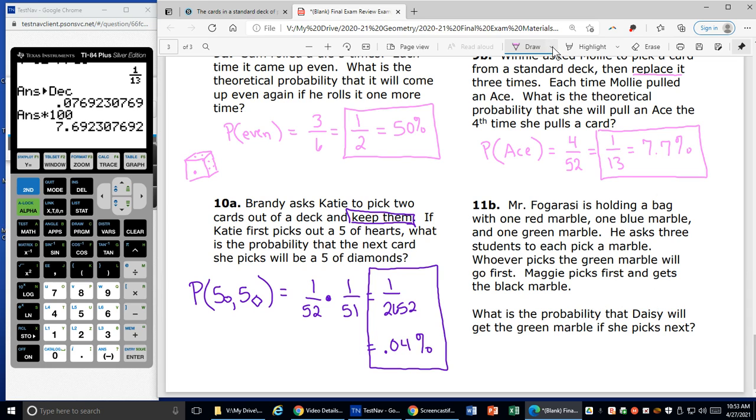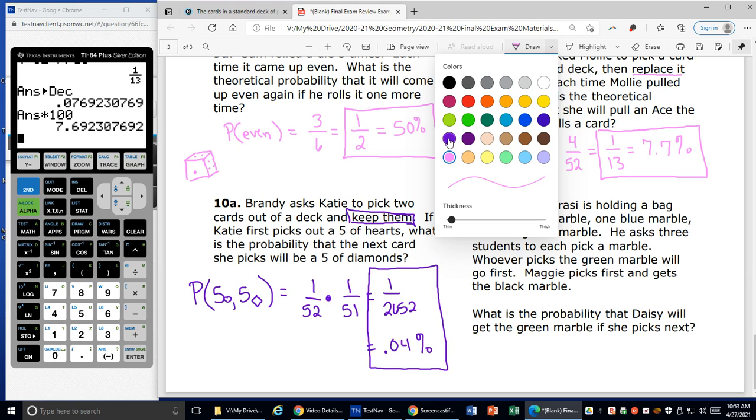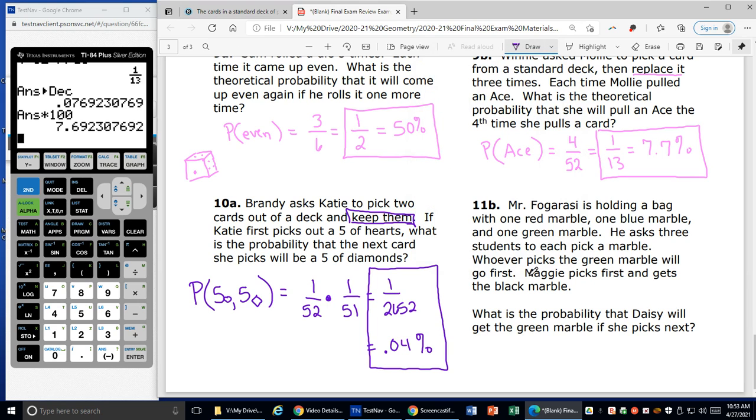Okay, so here's what we've got going on in this problem. We want the probability. What's the probability that first Maggie picked and she got a black marble? So now Daisy's going to pick, and what's the probability that on the second pick she's going to get a green marble? Okay, so let's see, the probability that we get a black marble.